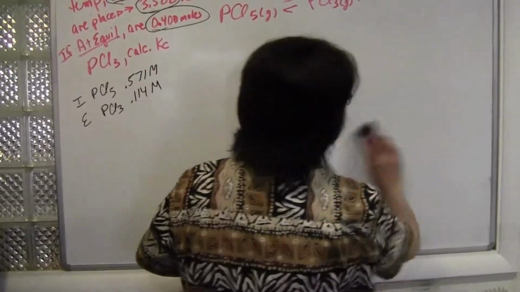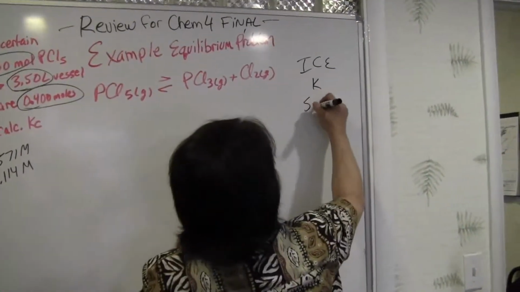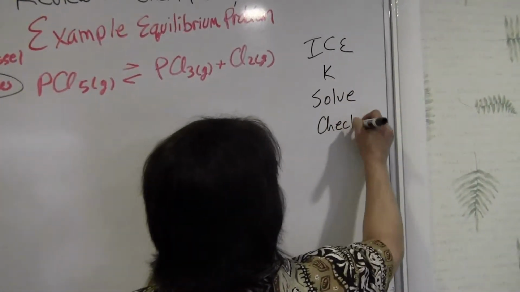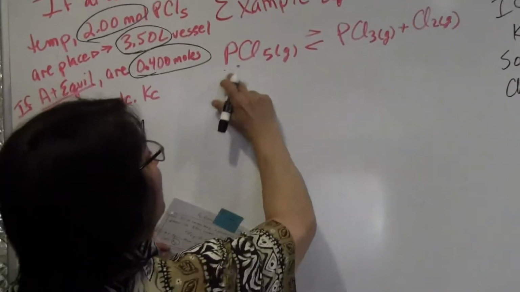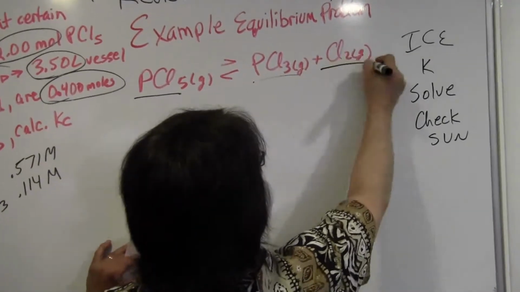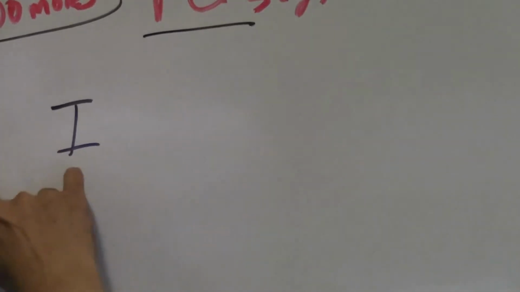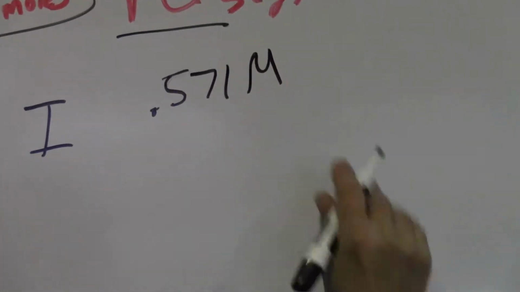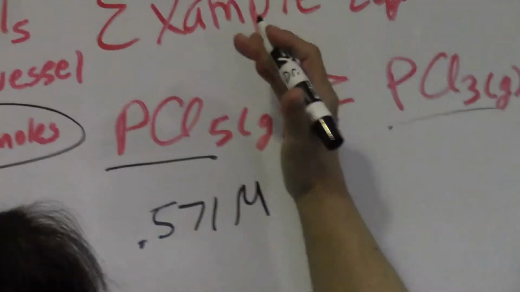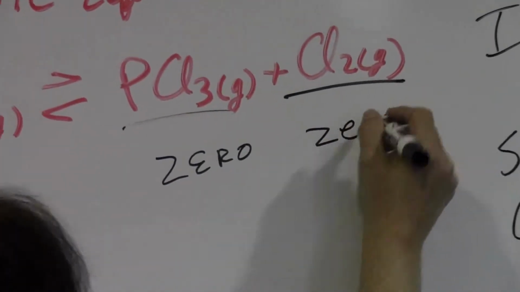And again, remember, anytime you have an ICE chart or an equilibrium chart, think ICE, K, solve, check, and SUN. So let's make our ICE chart. You remember you always have to start with a balanced equation, and they give us that in this problem. So what's the initial concentration of our reactant PCl5? We already changed that to molarity, so it's going to be 0.571 molar. Remember, at the beginning of a reaction, you're all reactant. Nothing's happened yet. So these two concentrations of product are going to be 0.